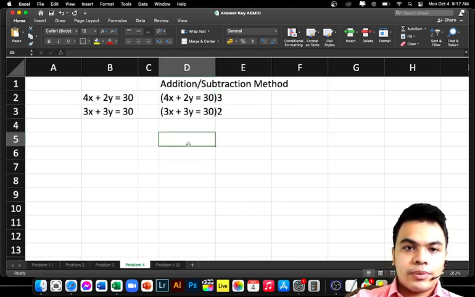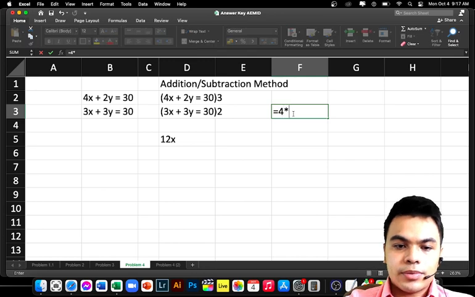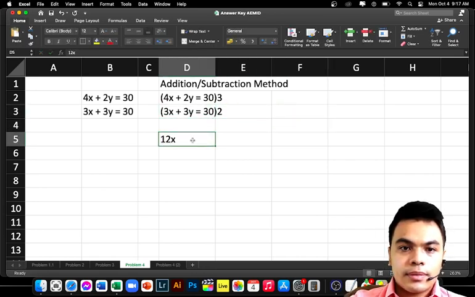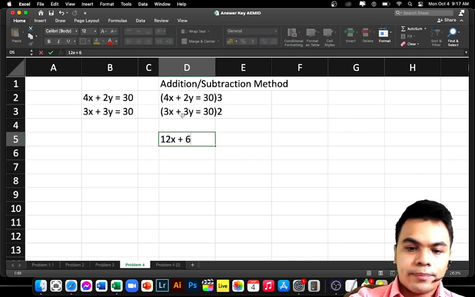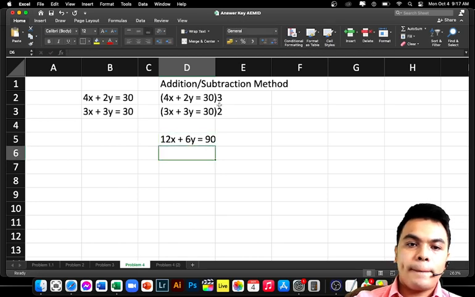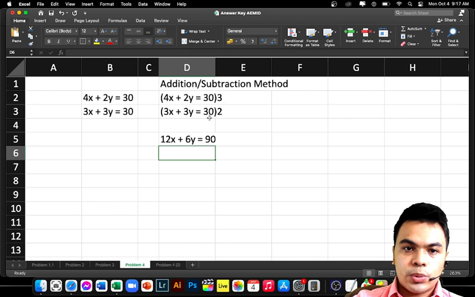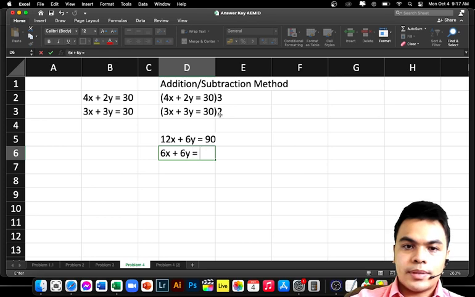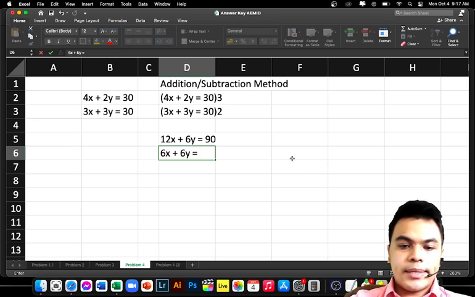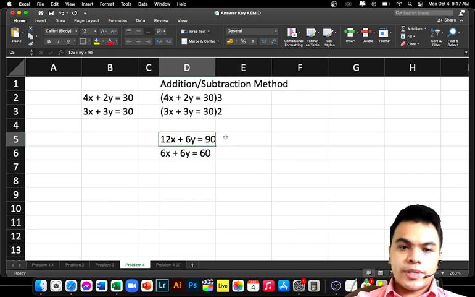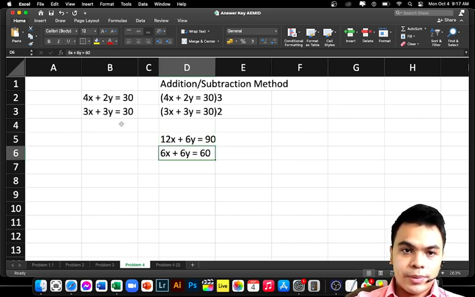Okay? So, simulan natin dito sa first one, 4 times 3. Ilan po yun? That is 12x. Tama ba? 4 times 3. Plus 6y is equal to 30 times 3. That is 90. Okay? Second one, 3 times 2. Ilan po yan? That is 6x plus 6y is equal to 30 times 2. That is 60. Ayan. So, this equation, and both equations are the same with this one.